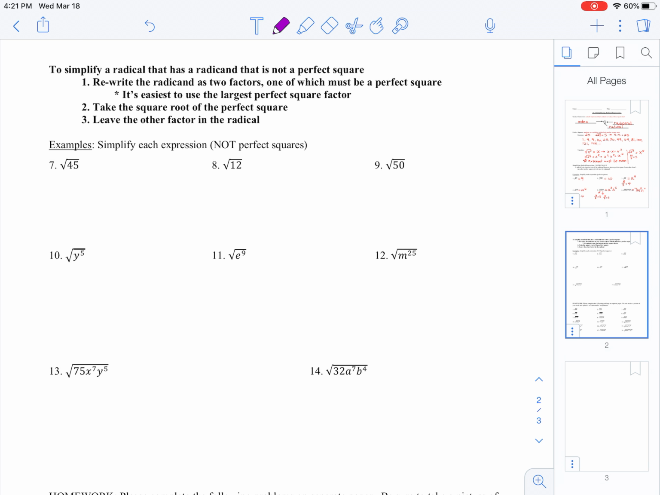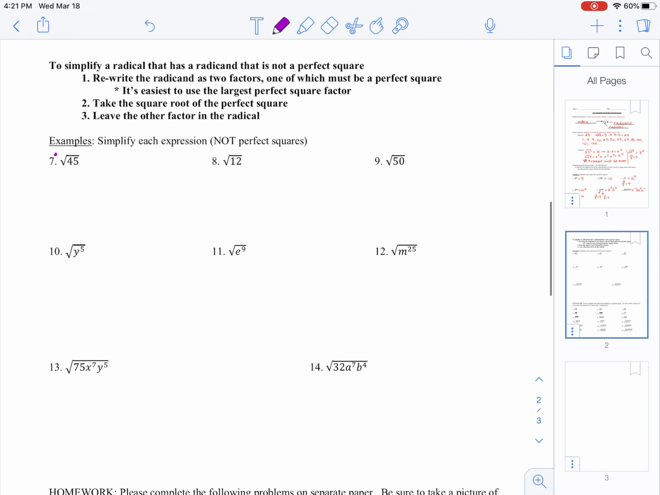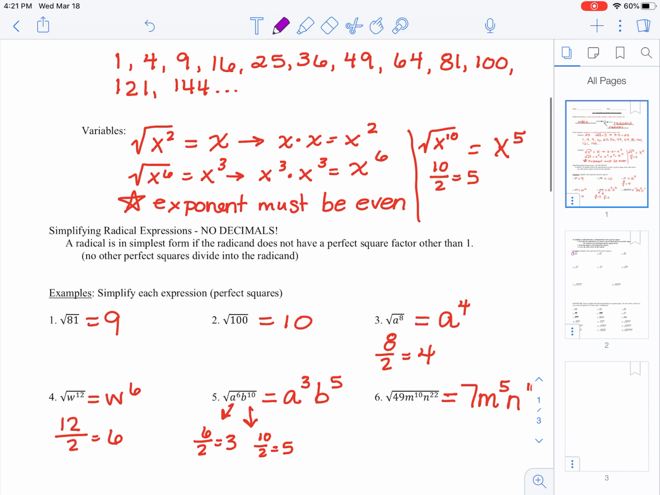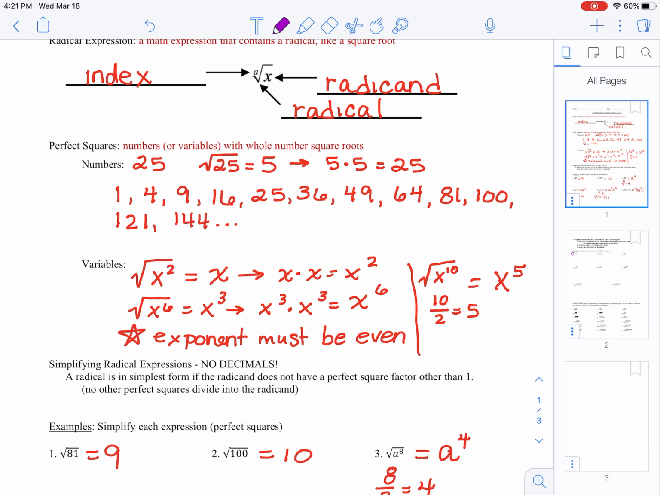So the first step is to take a look at something like question number 7 and ask ourselves, okay, what perfect square number goes into 45? If you think about your perfect square list, let's go back to the list. Start with the perfect squares that are smaller than 45. I would ask myself, does 36 go into 45? No, it does not. Does 25 go into 45? No. Does 16 divide evenly into 45? No. Does 9 divide evenly into 45? Yes. So I found a perfect square number that goes into 45.